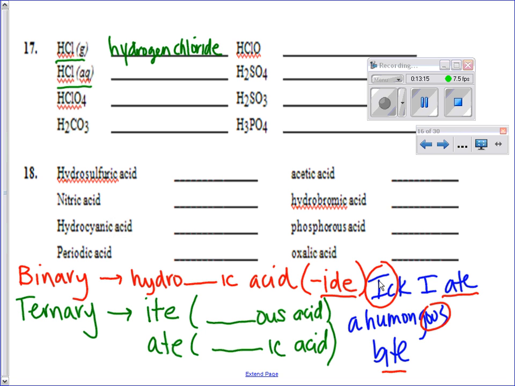Here, this aqueous one, now we can name it as an acid. What kind of acid is that? Binary, so hydrochloric acid. Okay, the next one, is that binary or ternary? Ternary, it's got a polyatomic in there, right? What's the name of that polyatomic? Perchlorate. So that would be something-ic acid. You just change the ending of that polyatomic from perchlorate to perchloric acid.